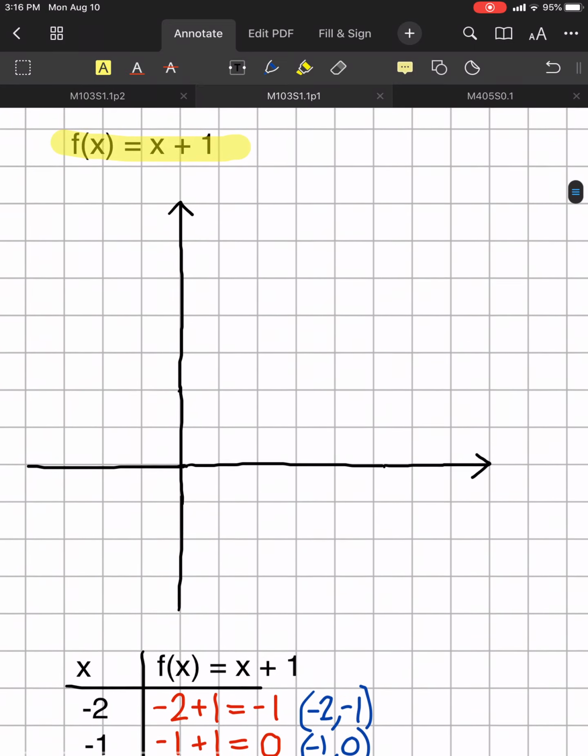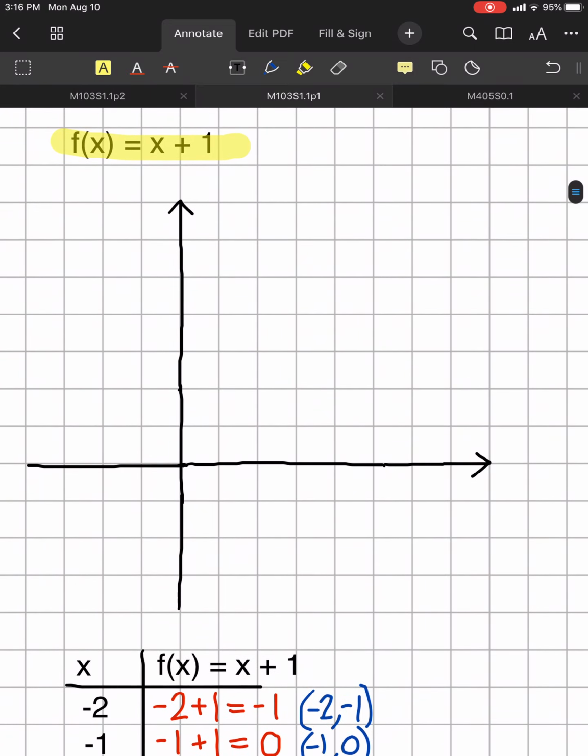So our first point is -2, -1. Let me make the points in blue, and I'll put the line in red. So -2, we go backwards on the x-axis 2, -1 for y, we go down 1 for y. So I should have about that point right there, -2, -1. The next point, -1, 0, back 1 on the axis. The next one is 0, 1, which would be this point right here.